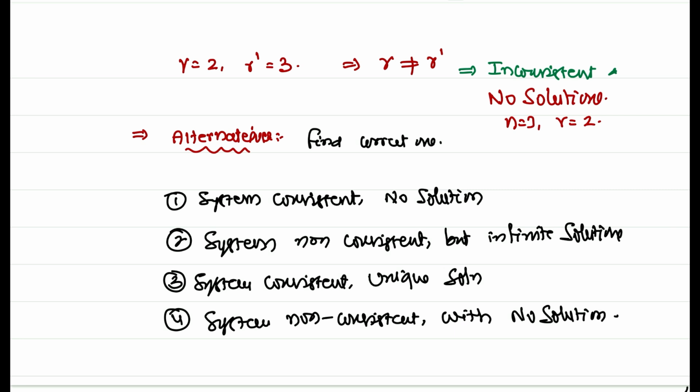Now you tell me, after doing all this, what will be your correct answer? Your correct answer will be 4. There will be a tussle between system consistent, no solution, and system non-consistent with no solution. In both A and D, there is no solution, because if you find the determinant, it will be 0. That only indicates no solution. But whether the system is consistent or not can only be found out from the rank of the matrix.